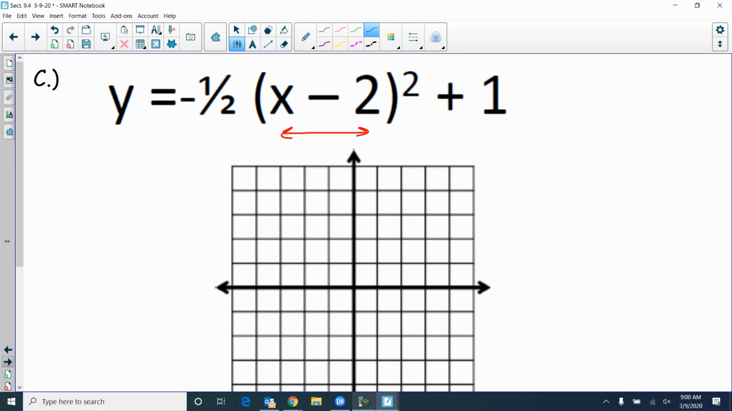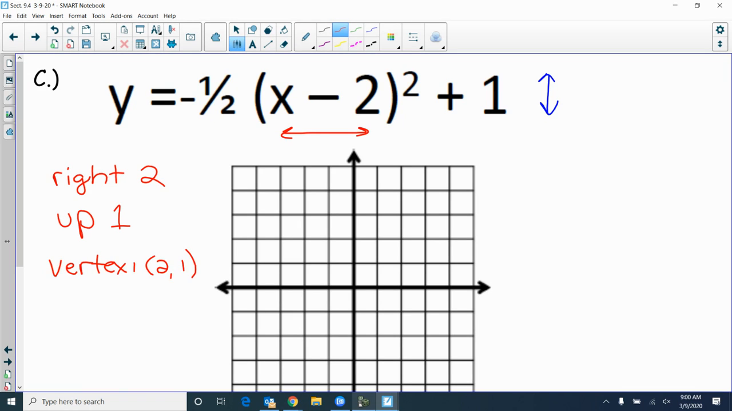So here, if you got x minus 2 squared, which way is it gonna move it? It's gonna be the opposite of the sign, whatever's in there. So it's gonna go to the right 2. John, how about plus 1? What's that gonna do? It's gonna go up 1. So that means your vertex is gonna be the point (2, 1).